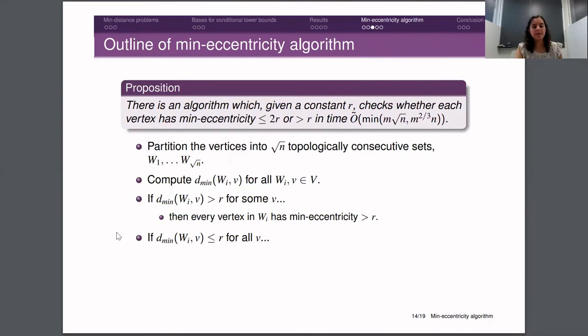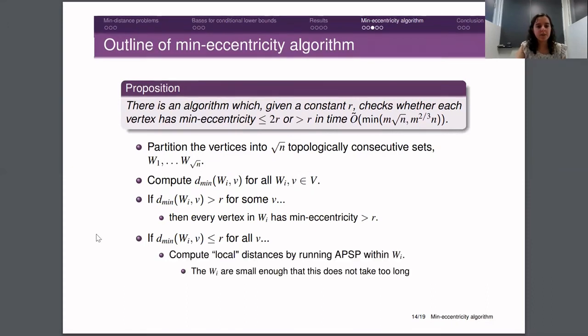However, if this is not the case, then we have to actually figure out on an individual basis whether the vertices in WI have large or small min eccentricities. So the way we start is we compute the local min distances within WI by running APSP within WI. And the set is pretty small, so you can do this. It doesn't take too long.